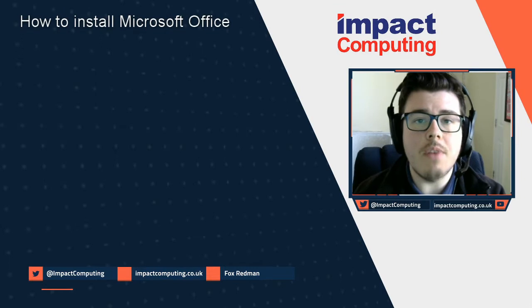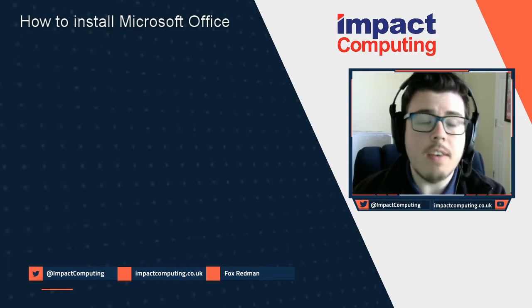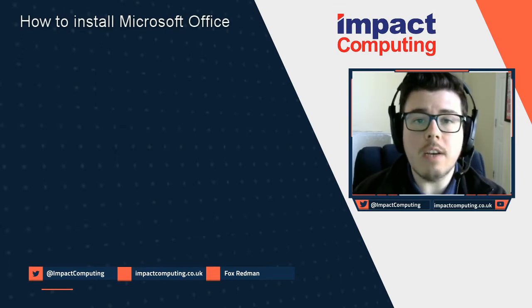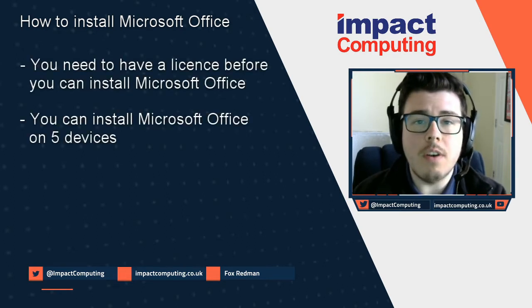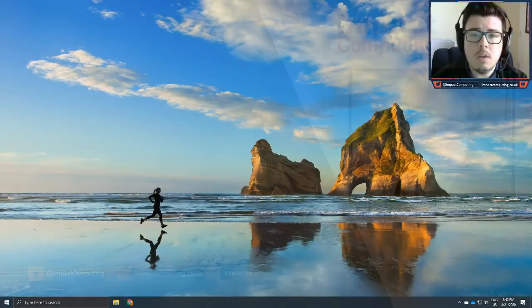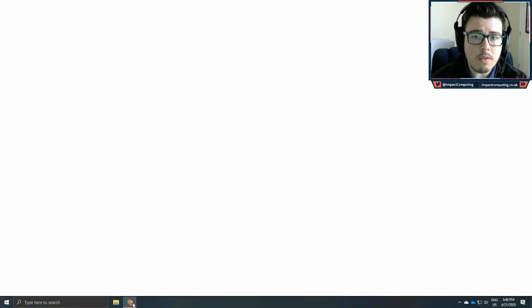So, how do I install Office if I have a Microsoft account? This is fairly easy and can be done in a few simple clicks. Please bear in mind your account needs to be licensed and you'll be allowed to install Office on up to 5 devices. First, open your browser of choice.